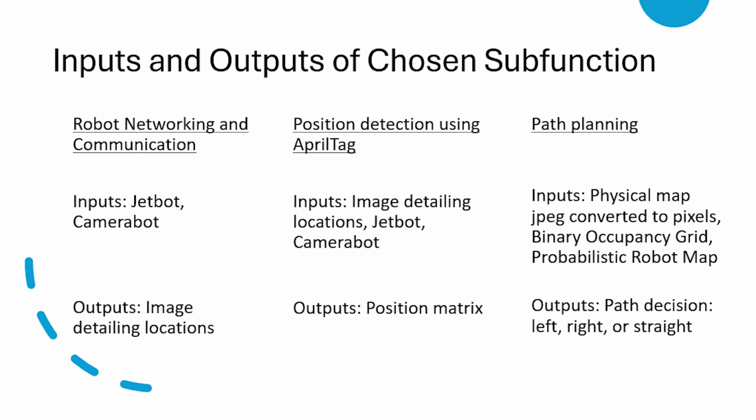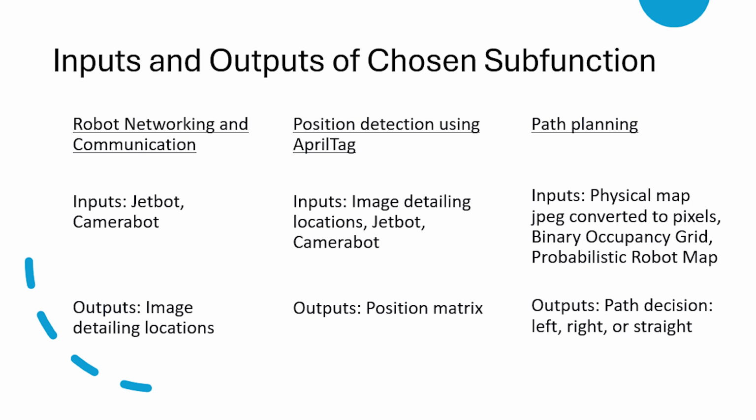subfunctions. For robot networking and communication and the position detection using the April tag, we need the JetBot and CameraBot as inputs. The output of the robot networking communication, which is the image detailing locations, is then used as the input for the position detection using the April tags. This will eventually output a position matrix that can be used for both inverse kinematics and path planning.